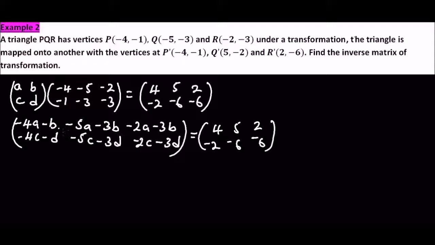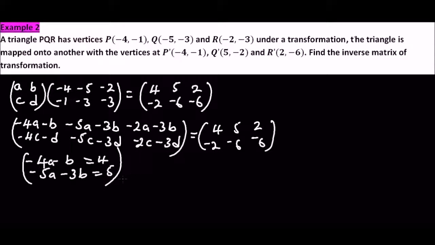Now, here we are going to solve this. We normally say that corresponding elements of the matrix are the same. So we can see here that if we take minus 4a minus b, it should be equal to 4. And then we also have 5a minus 3b should be equal to our element here, which is 5. These are simultaneous equations, or two linear equations, which we can solve simultaneously.